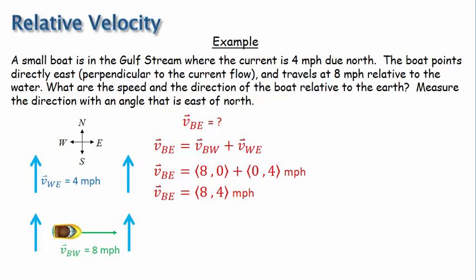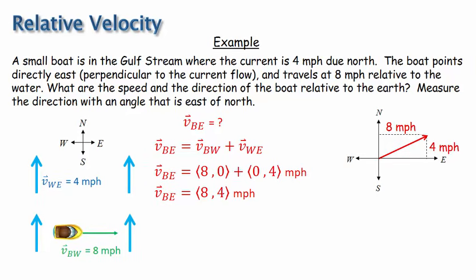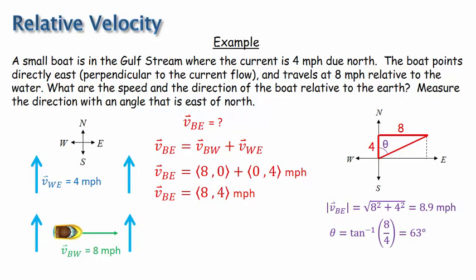To do that, let's put the vector on a coordinate grid using the points of a compass. And now we can get the magnitude of the boat's velocity, or its speed, with the Pythagorean theorem, which is 8.9 miles per hour. And then for the direction, we're told to use the angle that is east of north. So that would be this angle. So to get that angle, we can solve this triangle, where we can now see that theta is the inverse tangent of 8 over 4, which is 63 degrees.